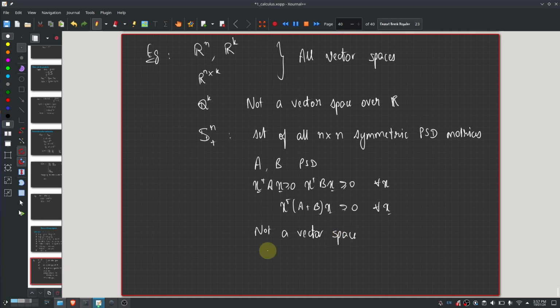But suppose that we relax this and only want it to be closed under non-negative linear combinations, then it would satisfy that. And we'll see a special set that satisfies this. In fact, we'll see that it's called a cone, and this set of symmetric PSD matrices forms a cone. But what about the set of all symmetric matrices? Is that a vector space?